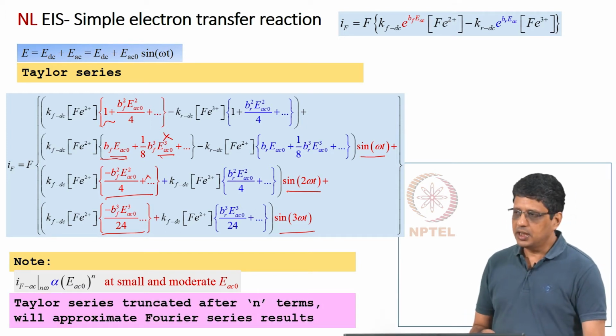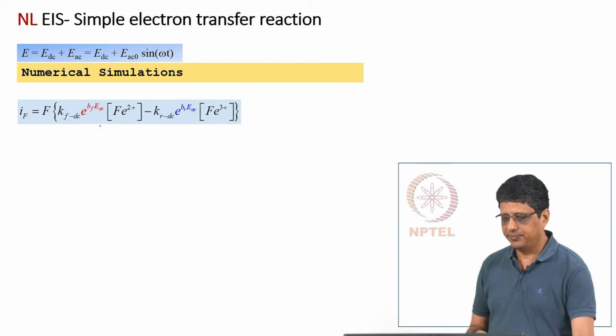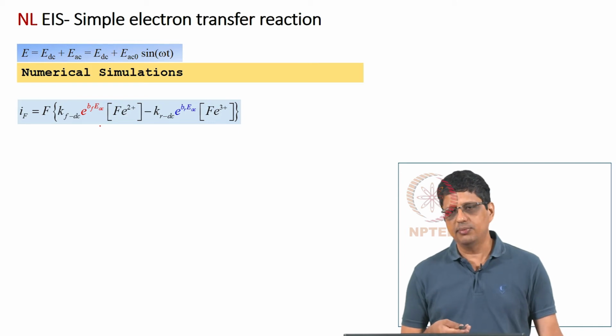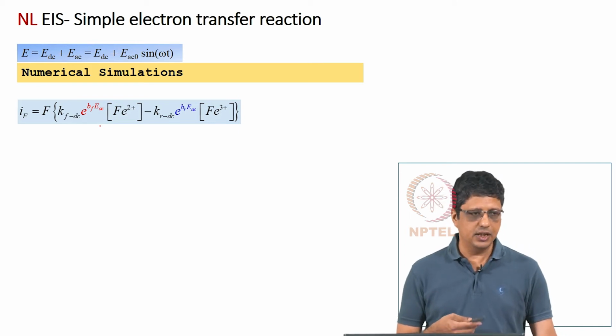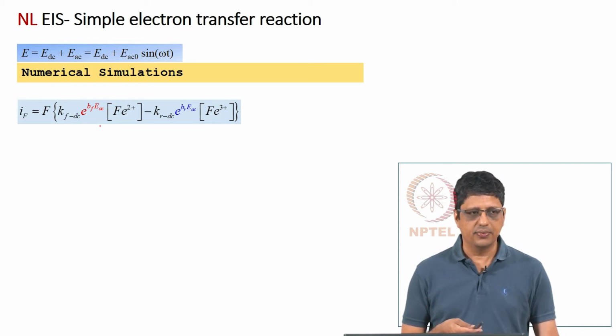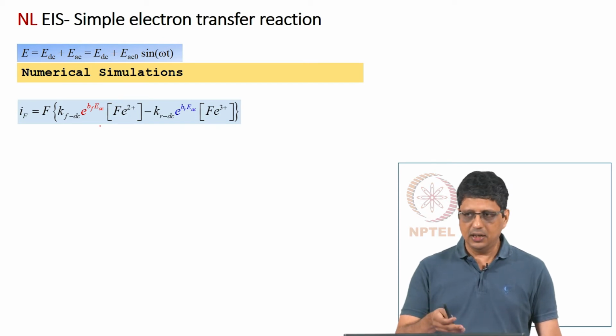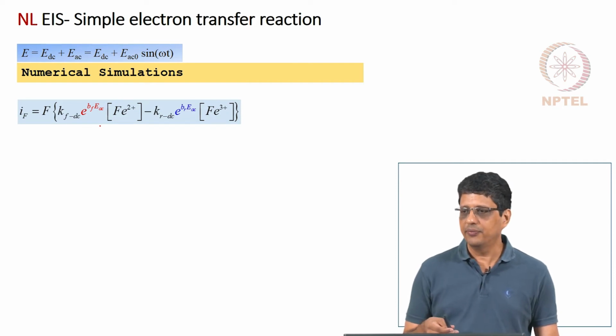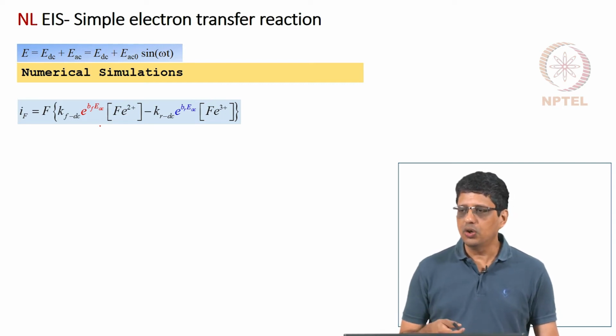So, this is just to re-emphasize the Taylor series expansion, truncating after n terms and then rearranging will approximate the Fourier series results. I will also describe how we can do numerical simulation for this. It is not necessary to do numerical simulation for this, but if we learn how to do it, later when we go to other examples where numerical simulation is the only way or probably the easiest way, then it will be easy to follow how to do this.